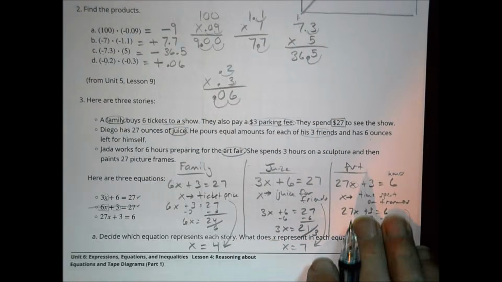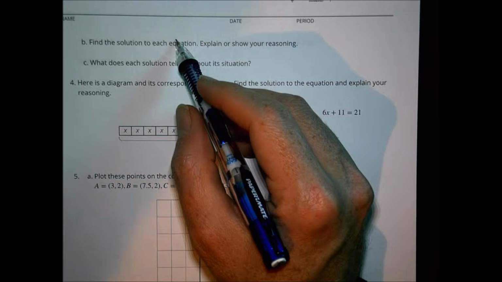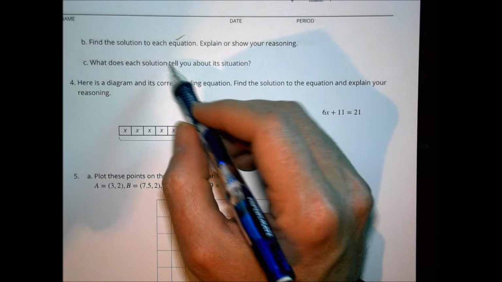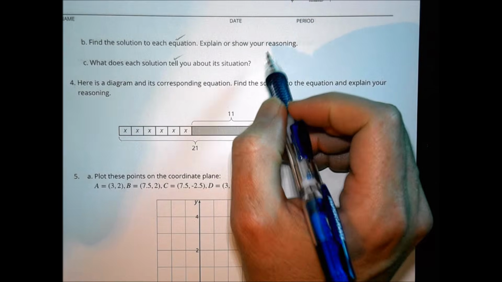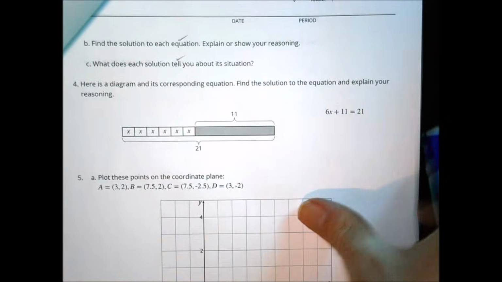Let's see if we got all the parts here, right? Yep, we have the solution to each equation, got that done there. And we talked about what each one of those variables represents. So you can write that on your paper and explain it to your teacher, and you're good to go. Let's look at number 4.